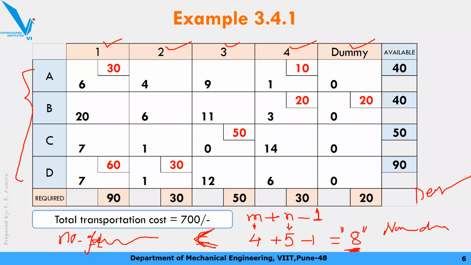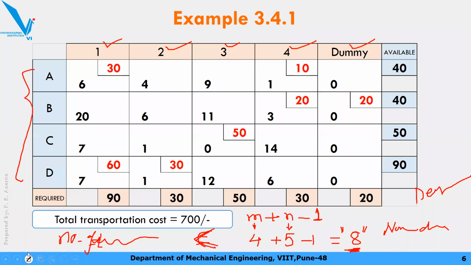You will not be able to implement the stepping stone method, or even the UV method, if the number of allocations is less. That means you will not be able to calculate the u and v values. So that's why it is important to have non degeneracy in our case.